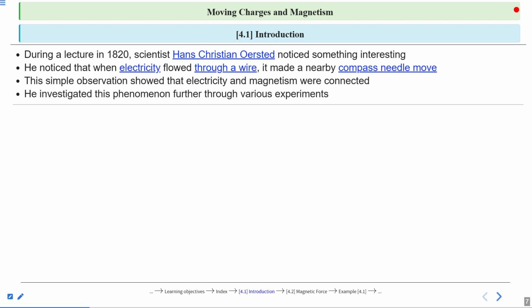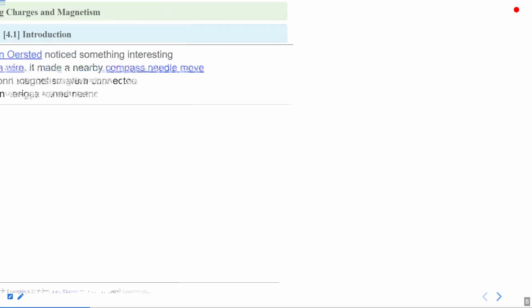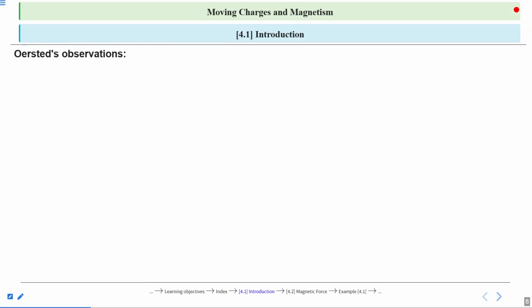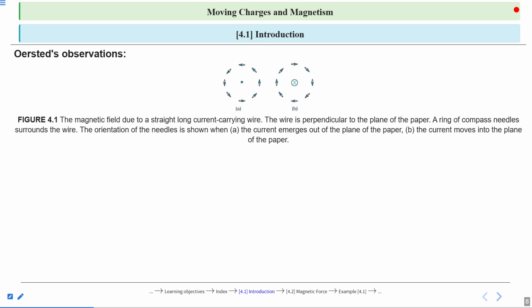He investigated this phenomenon further through various experiments. This was just an observation at that time, but he investigated it through many experiments and listed some observations. This is diagram A and B, figure 4.1: the magnetic field due to a straight long current carrying wire.